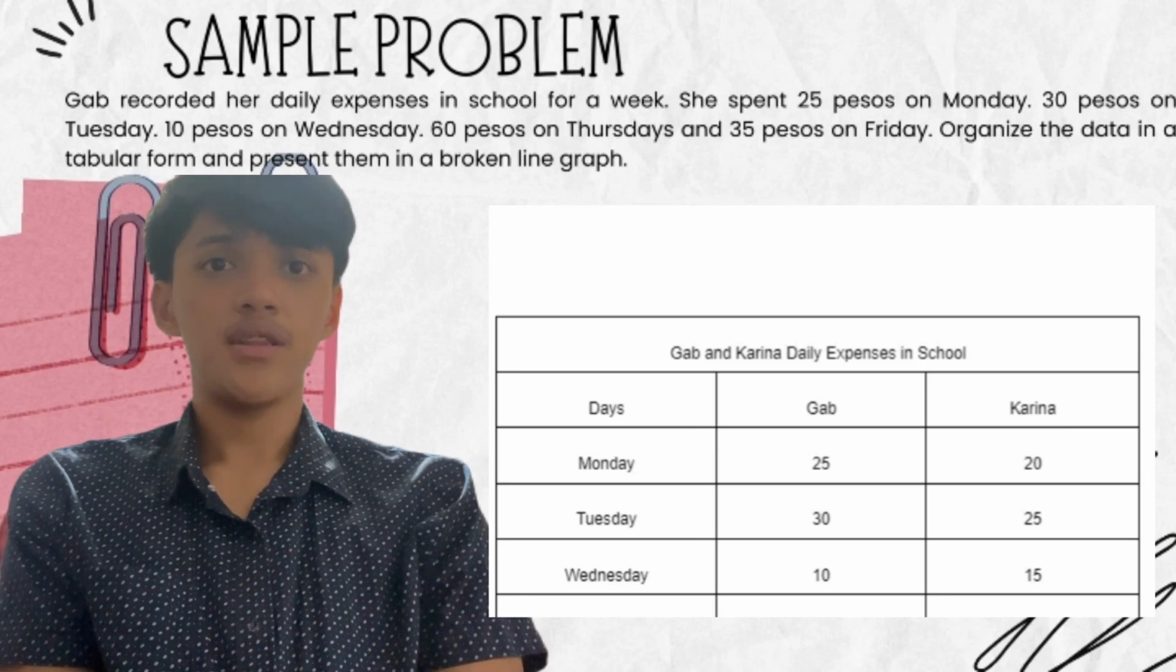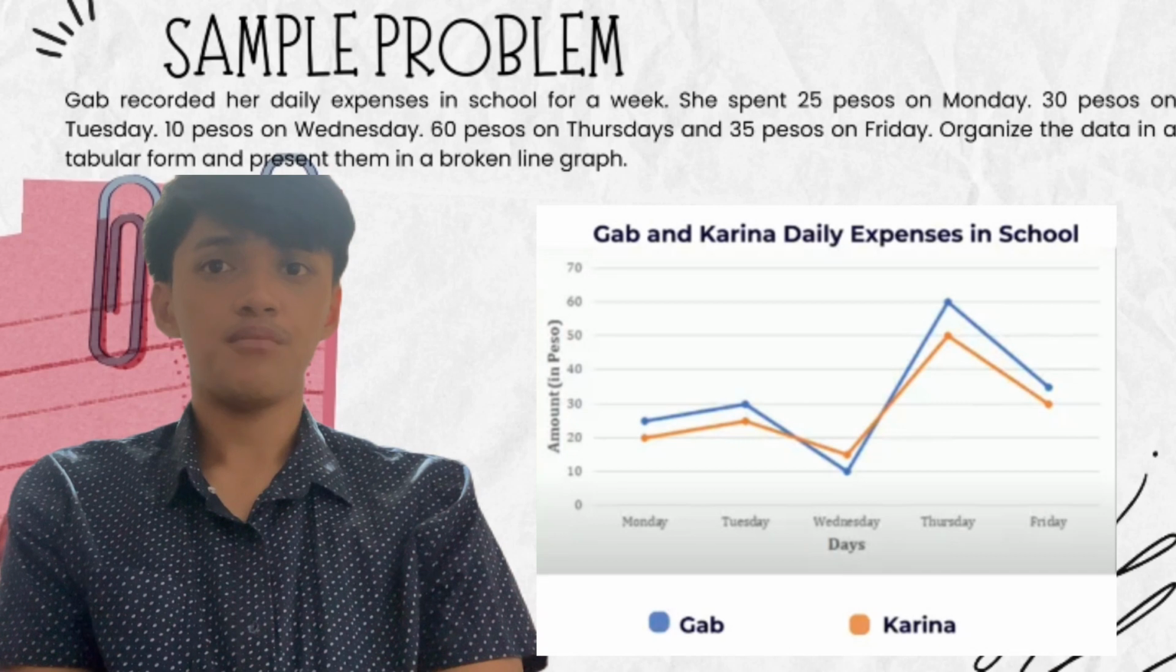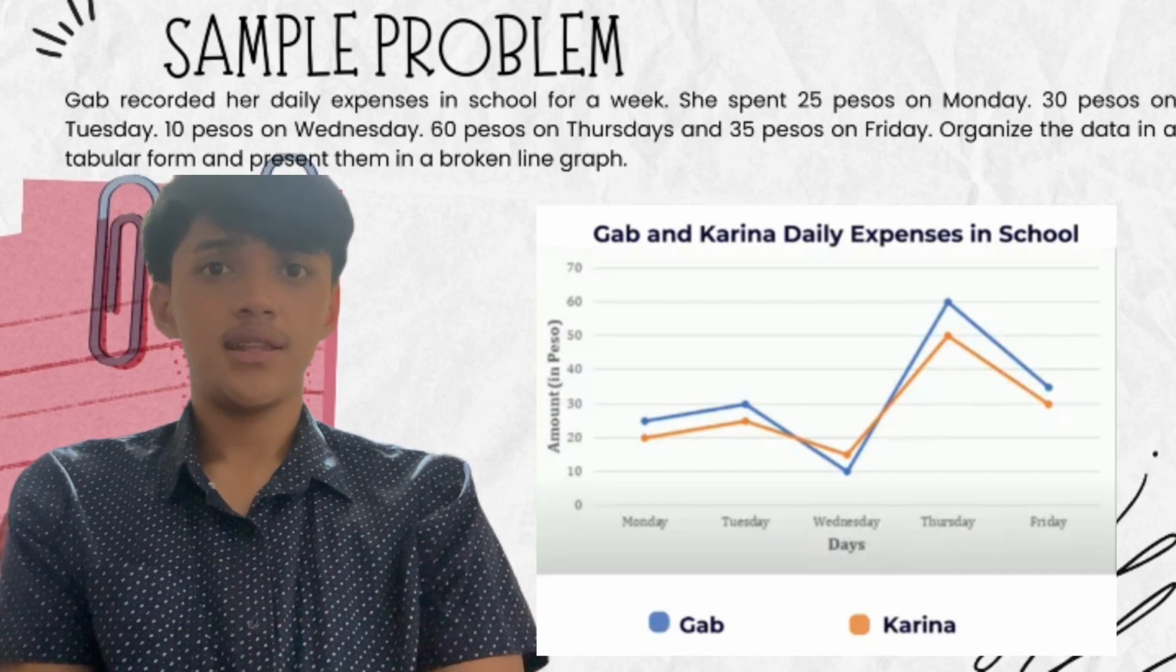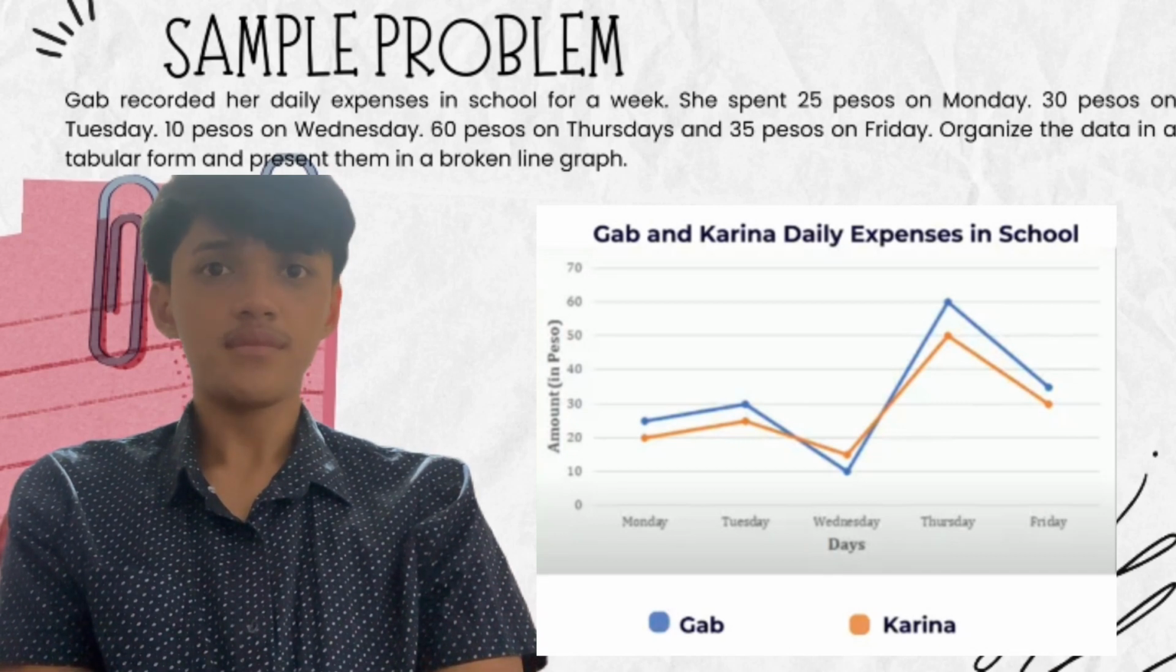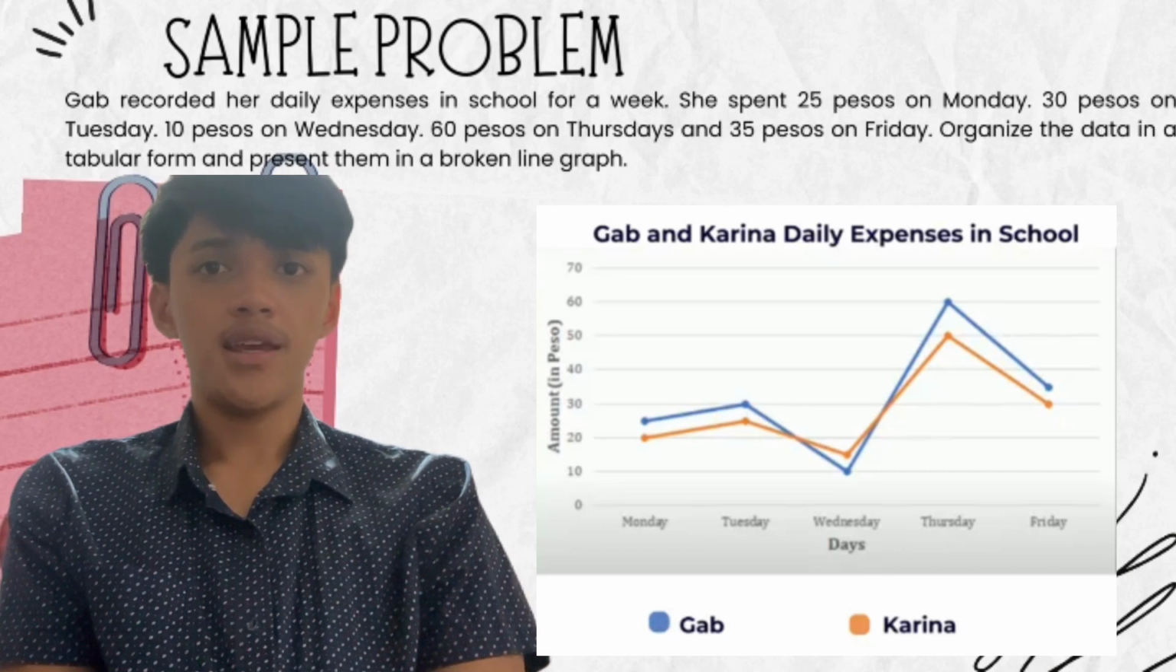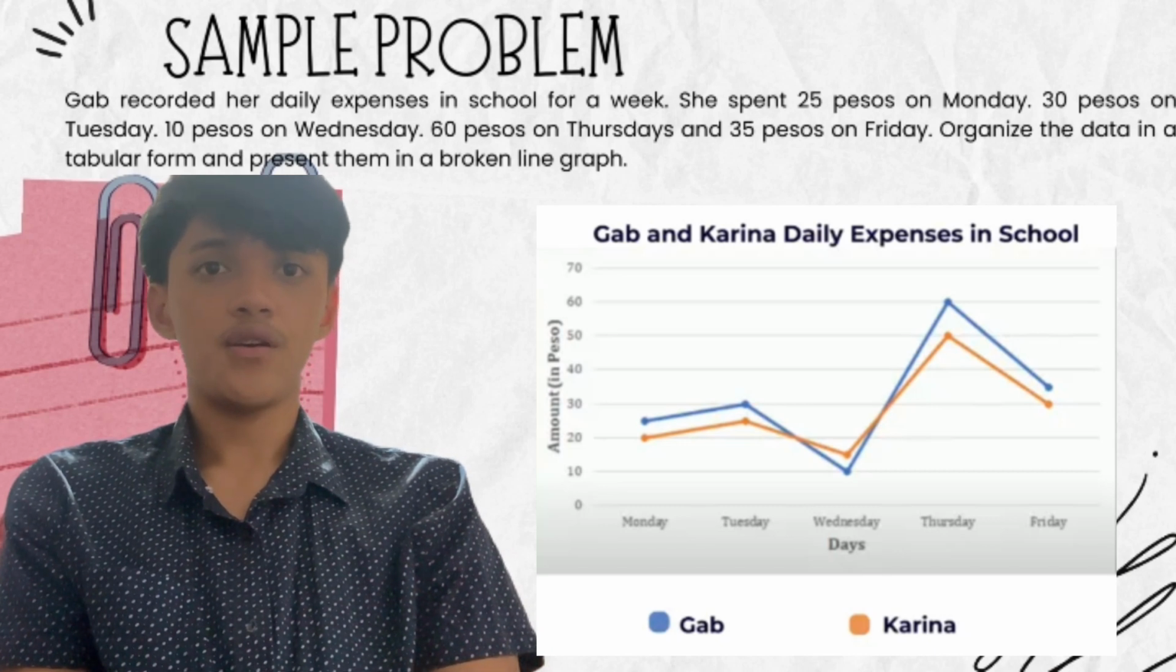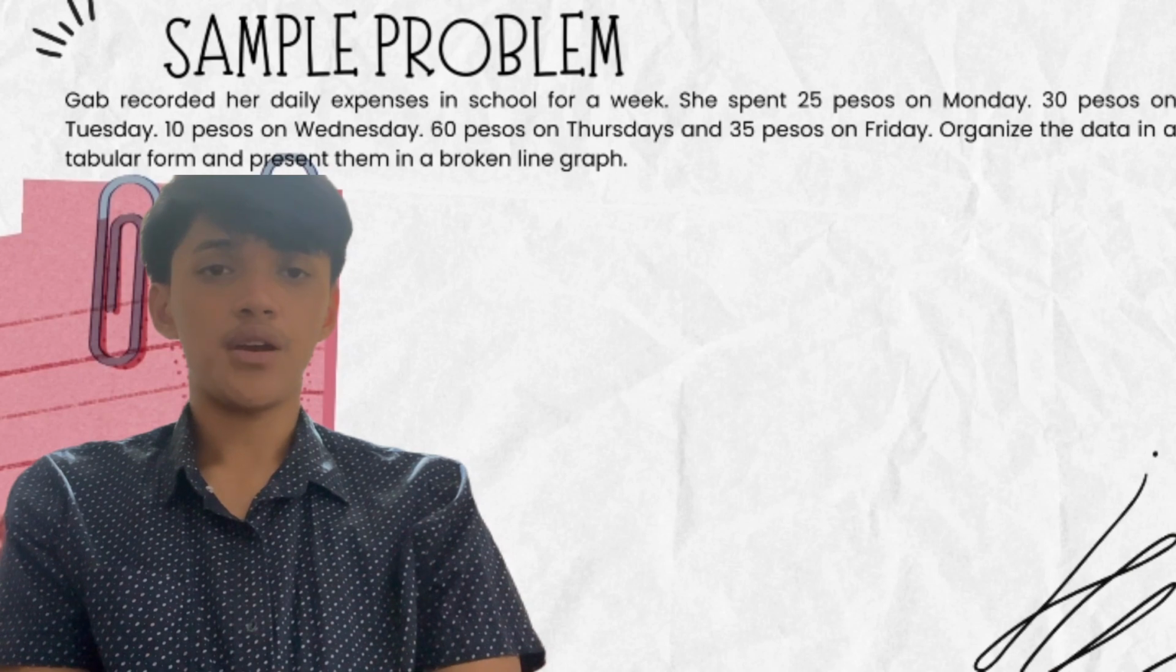We will just copy the graph and plot the points that correspond to Karina's expense data and draw the line segment to it, preferably in another color. In addition, there must be a legend to show which segments belong to Gab and Karina for proper identification.